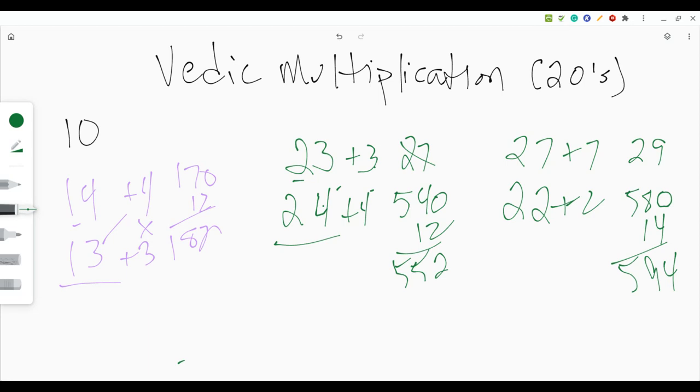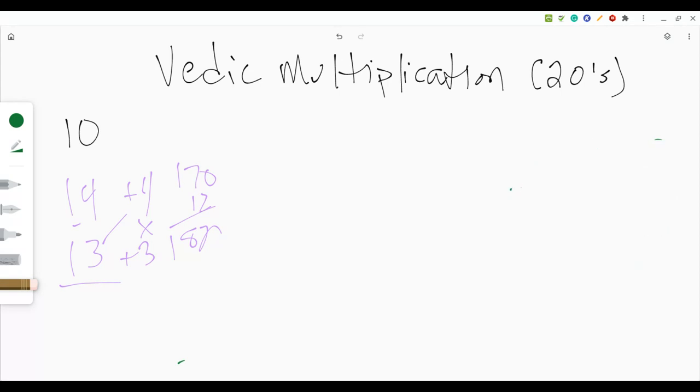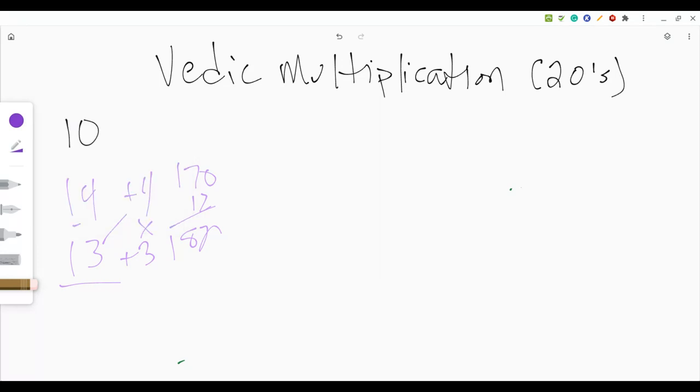Okay. So our question starts to become, what happens if they aren't all higher than 20? What if, for example, I have 23 times 19? Well, we're still going to work in that 20. This is 3 higher than 20, but this is 1 less than 20. And 23 minus 1 is 22. And 19 plus 3 is 22. So it's 22. Still working in my 20s, so I'm going to double that to 44.